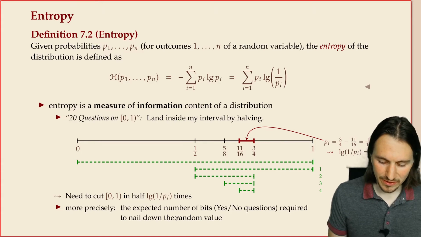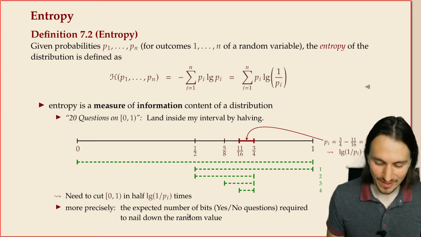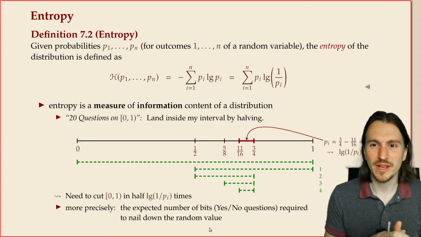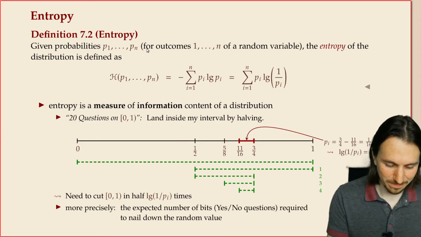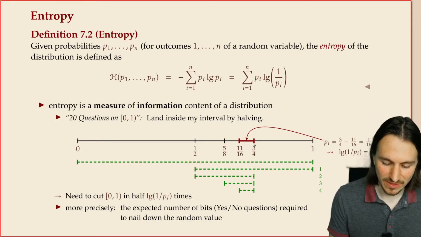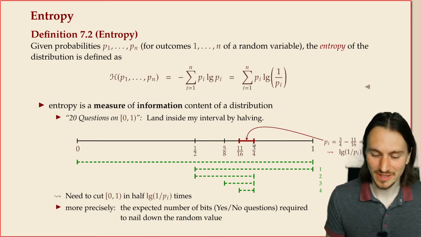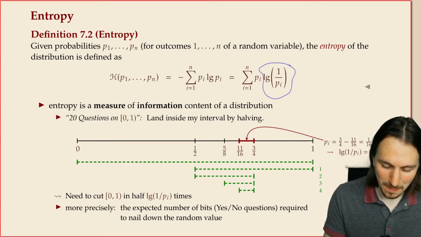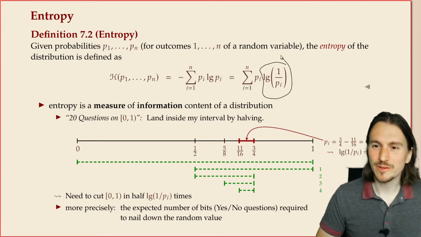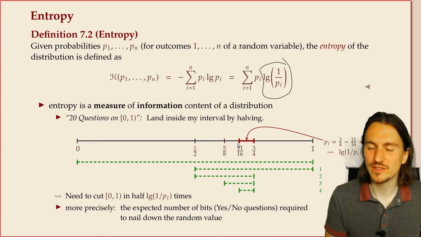Another way of saying the same thing is that the entropy expresses the expected number of bits of yes/no questions that are needed to nail down a random value, when what you know about the random value is some discrete outcome, like it lies in the red interval. I hope this gives you some intuition for why this term makes sense. In simple terms, it is how often you have to cut things in half before you reach the size of this interval.